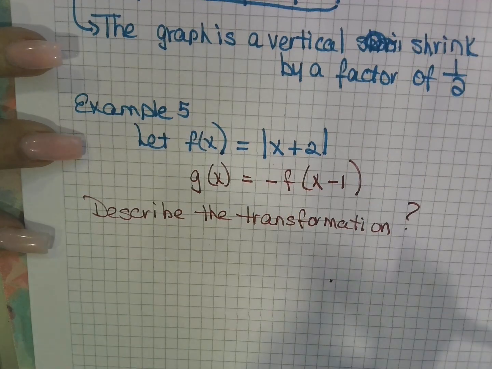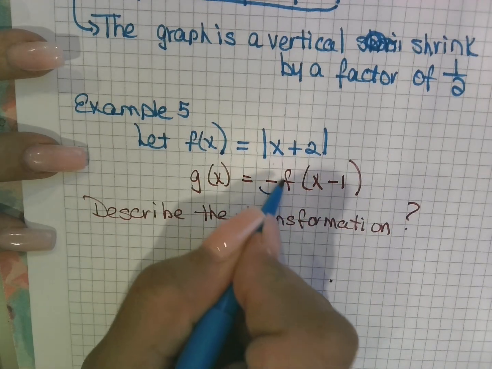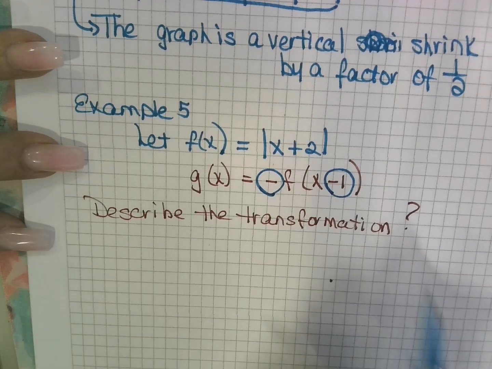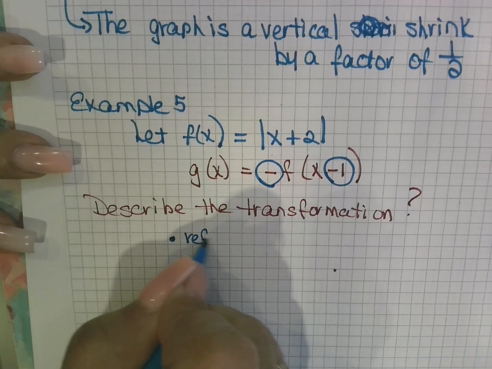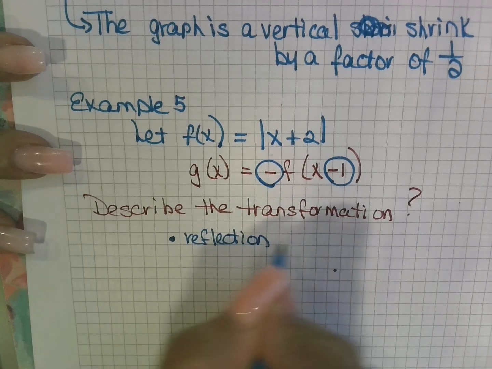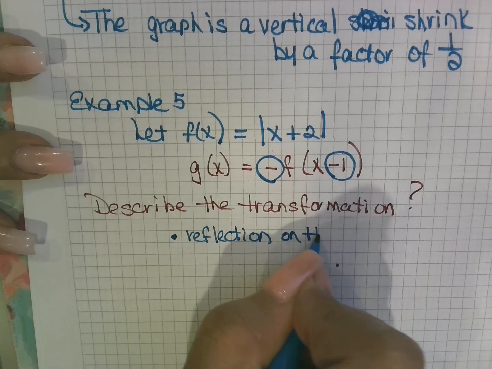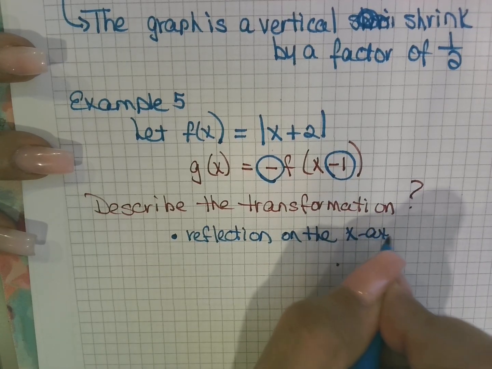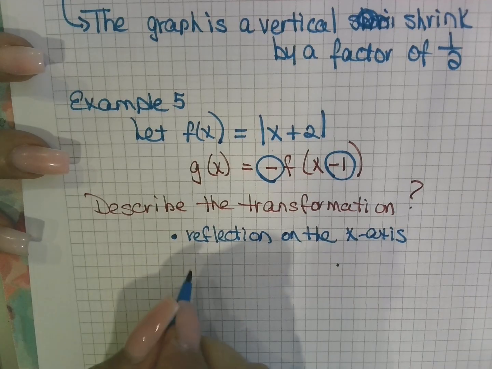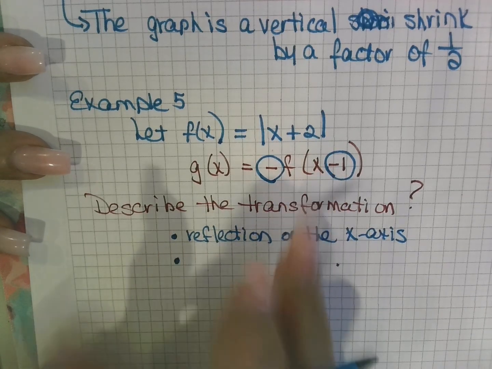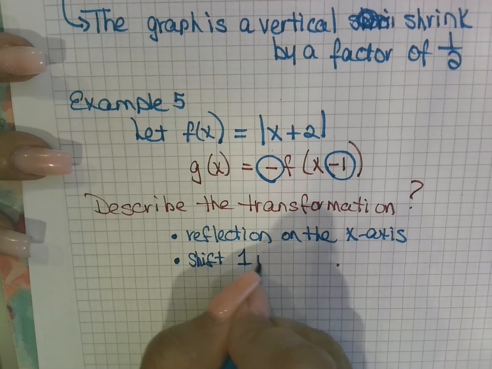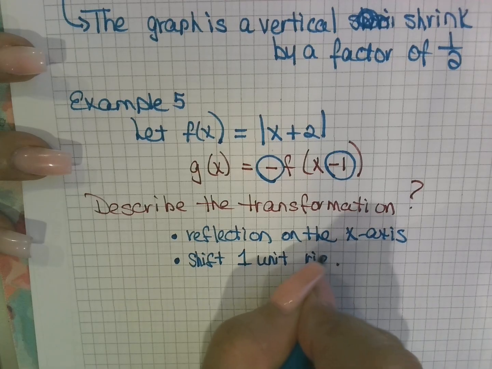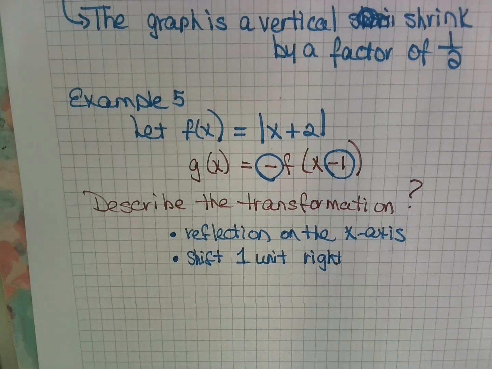Well, I immediately see two things going on. I see a minus sign here, and I see a minus 1 over here. So the minus sign in front is a reflection on the x-axis. And a minus 1 inside the function is a shift 1 unit right. All right? So you should be able to do those types pretty straightforward.